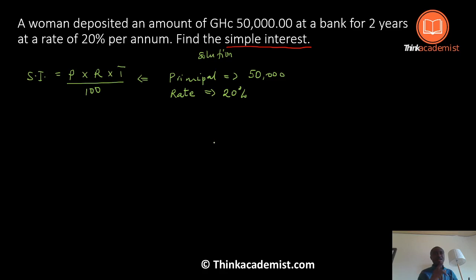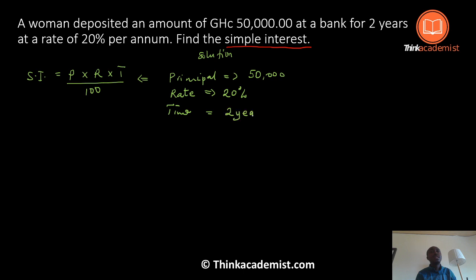You will have to pay 20% of the 100 cedis added to the 100 cedis. That's the amount you're supposed to pay the bank back. Then the time, which is the T, is equal to 2 years.